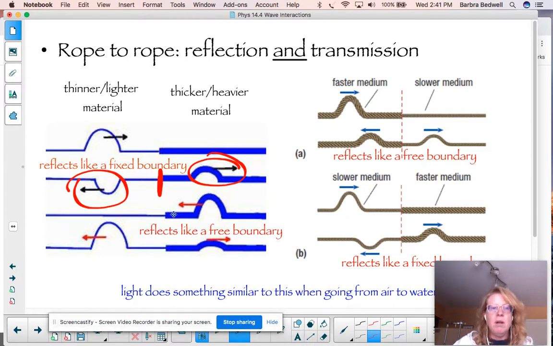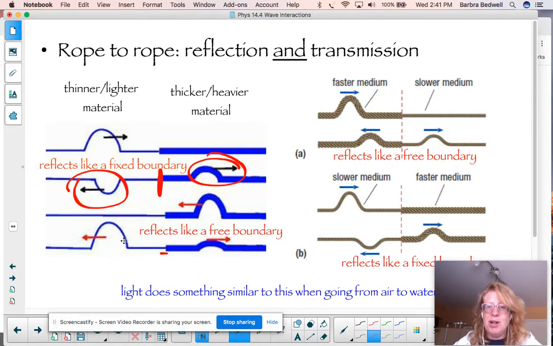If you think about it going the opposite direction, here it's starting in this heavier rope and traveling to the left. So when it goes from this heavier rope to this lighter rope, that's going to act like a loose or a soft boundary. And so when it reflects back, because it's reflecting from a softer boundary, it's going to reflect back upright. And it will, again, also transmit through. So it'll go through those boundaries because it's not really a wall. It can transmit across that.